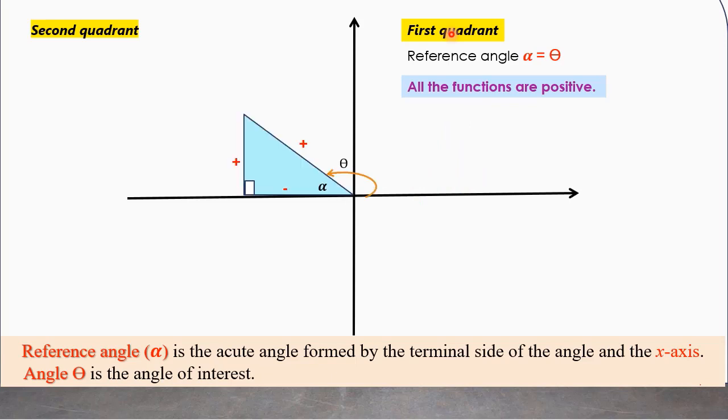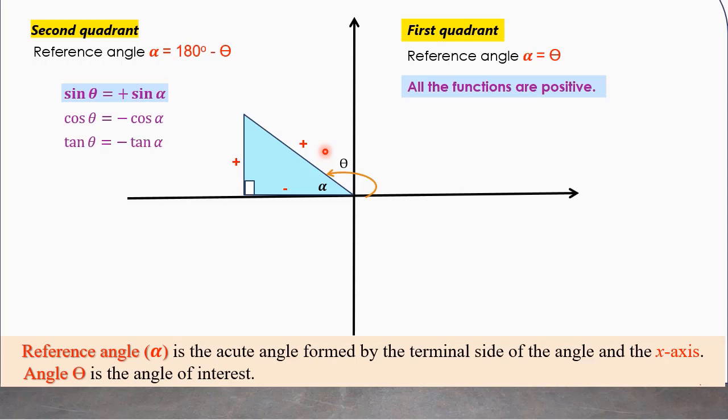We look at the second quadrant. So here is the alpha. We notice that the reference angle alpha is equivalent to 180 minus theta. In the second quadrant, the x coordinate is negative and the y coordinate is positive. Therefore, sin theta is positive and cosine theta and tangent theta are negative.